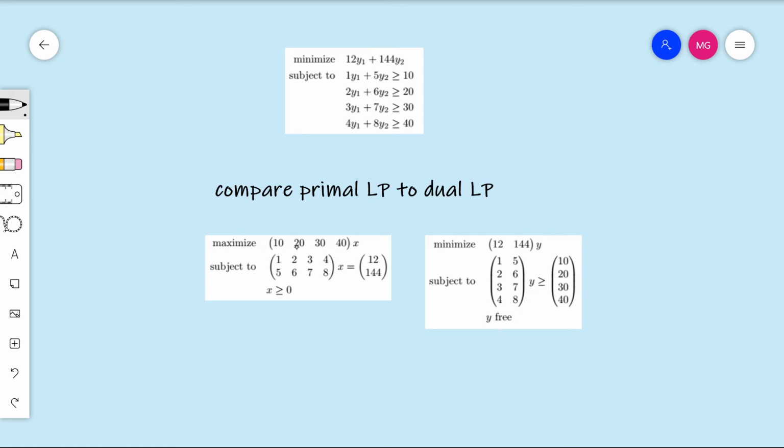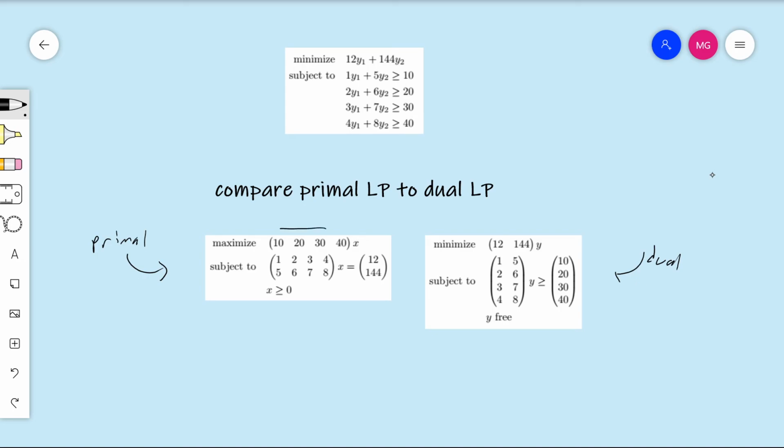So we're maximizing (10, 20, 30, 40) times x subject to the conditions (1, 2, 3, 4) times x equals 12, and (5, 6, 7, 8) times x equals 144, and x is non-negative. And then here's the dual. So let me label these again. This is the dual, and this is the primal. And we can see how the data corresponds.